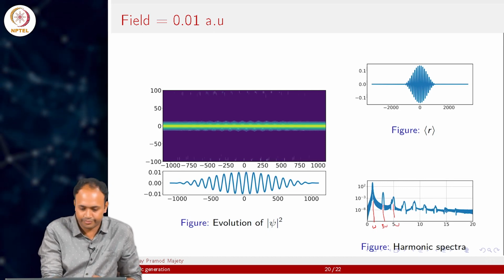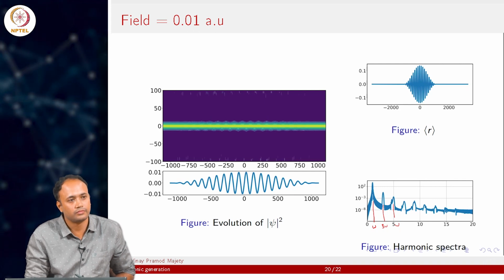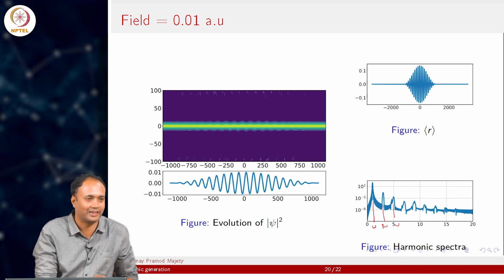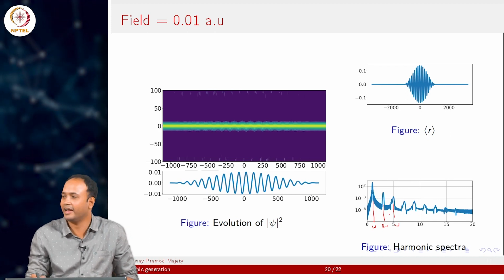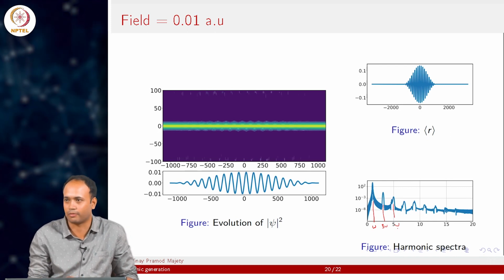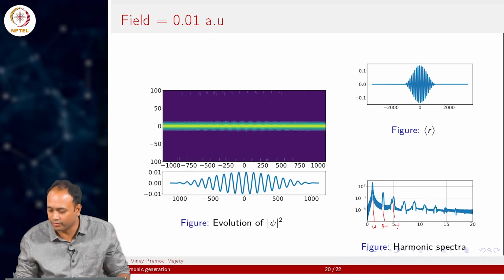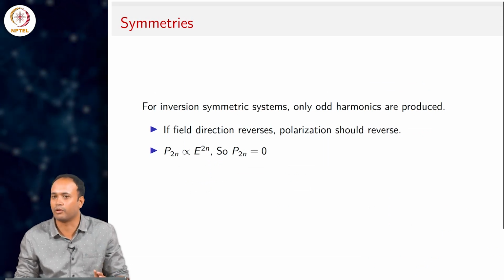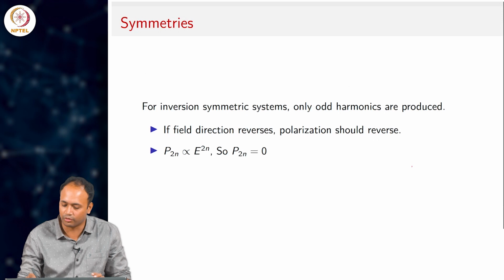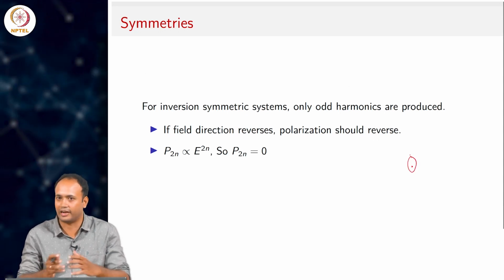Is there any reason why the Fourier spectra show only the odd harmonics? Yes, that's on the next slide. Very good observation. So you see that you only have odd harmonics in this particular problem. Now, why is it the case? This is something to do with the symmetry of the system. A very simple answer would be the following. If I take some atom, let's go back to this picture, I have some electron cloud that's getting distorted.